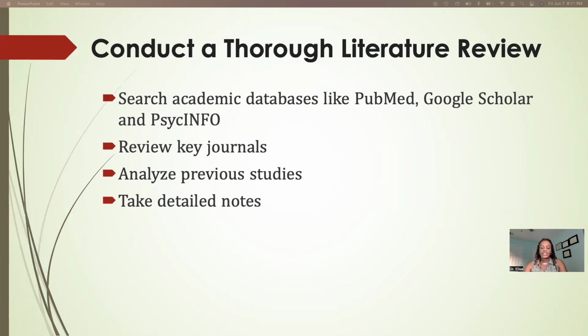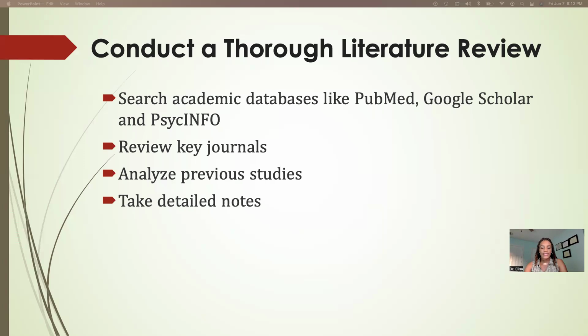So the first thing you will need to do is to conduct a thorough literature review. A thorough literature review is the foundation for identifying the research gaps. So here's how to do it effectively. You will start by searching the academic databases like PubMed, PsycInfo, Google Scholar, ProQuest, and your university library. Please use keywords that are related to your topic to find relevant papers. You want to identify and review the top journals in your field. Look for review articles and recent publications to understand the current state of research.